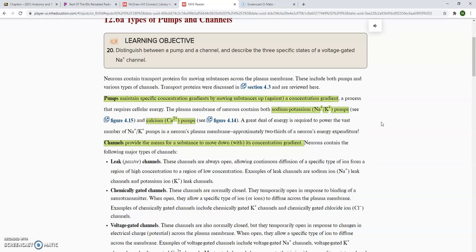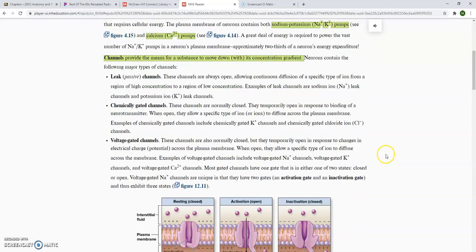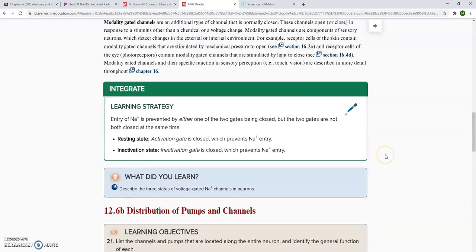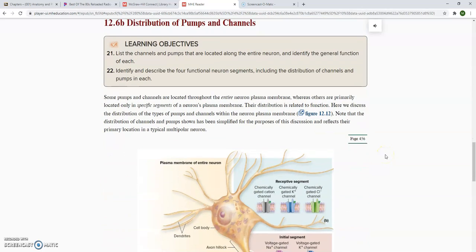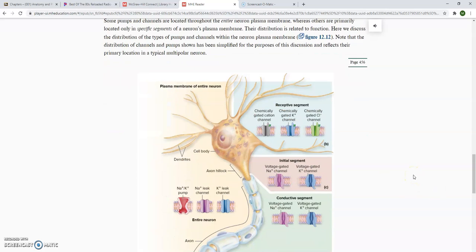All right, so now that we are familiar with the types of pumps and channels that we're going to need to know about as we talk about neurophysiology, I'm going to slide down and we're going to do some anatomy here, because we not only need to understand the difference between pumps and channels, but we need to understand where they're located along the plasma membrane of a neuron.